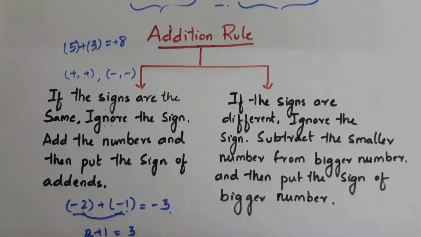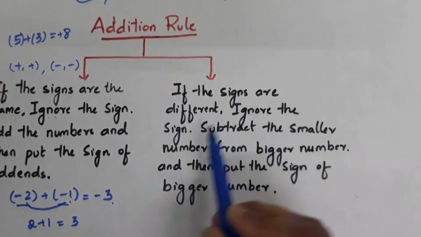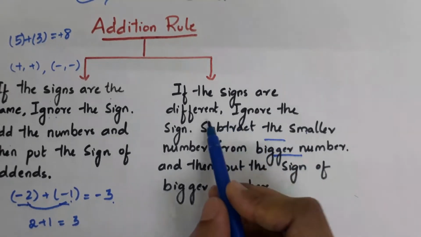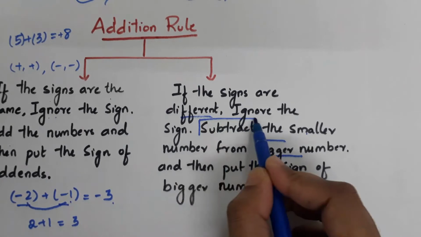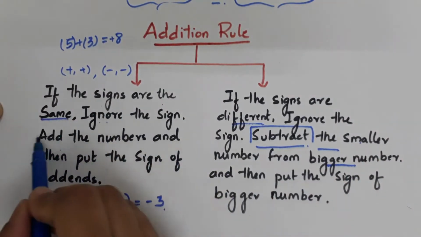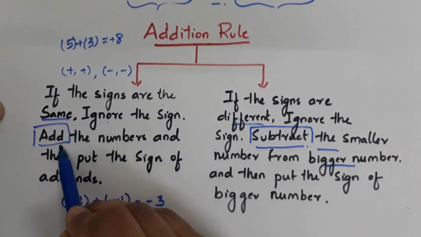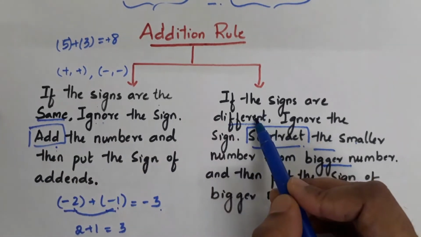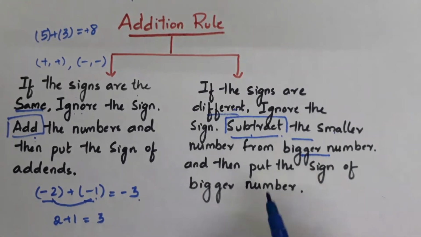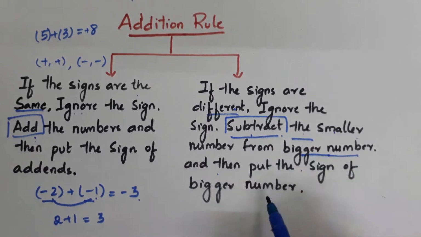If the signs are not the same, how do we add them? If the signs are different, ignore the sign and subtract the smaller number from the bigger number. So if the signs are different, we go for subtraction, and if the signs are the same, we go for addition. You just have to remember that. Same, go for addition and put back the sign. If different, go for subtraction, and the sign depends on your bigger number. So subtract the smaller number from the bigger number and then put the sign of the bigger number.